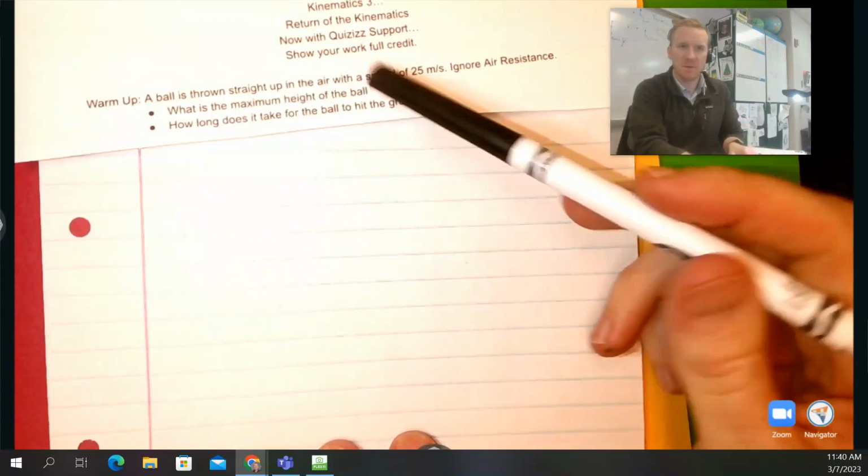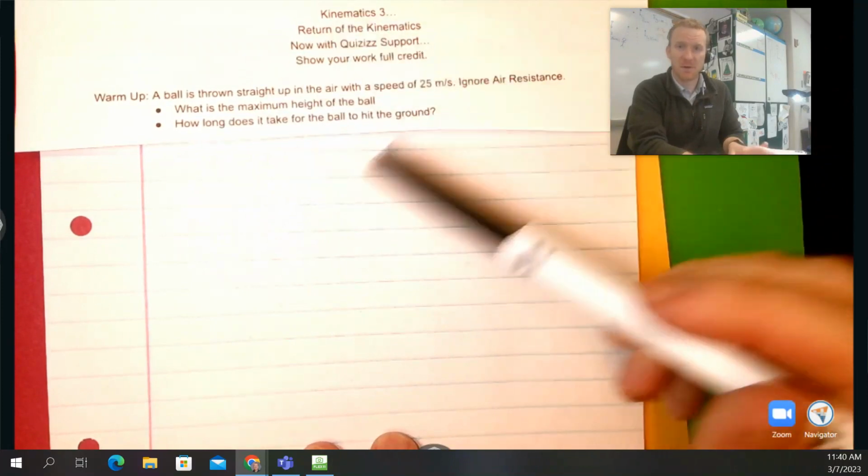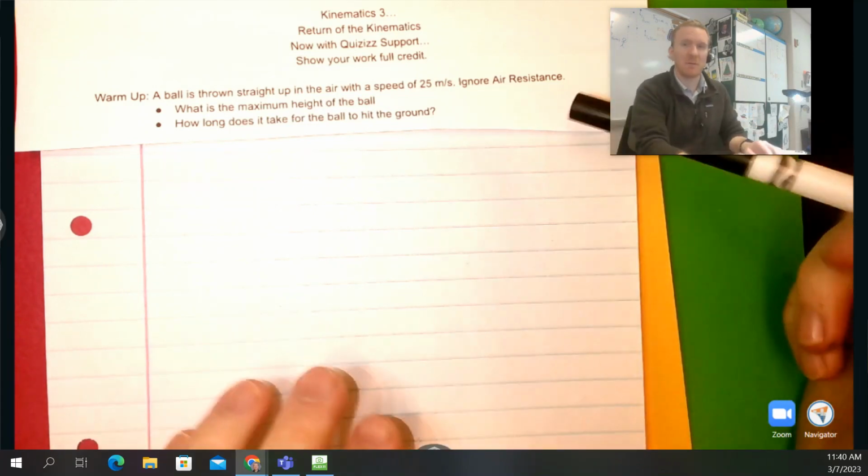Alrighty, folks. So this is going to be the first warm-up question that's actually on our kinematics practice 3, but it is a bit of an all-encompassing one. So that's why we want to take a little bit of time, break down everything, and you can actually see all of the different pieces and how we can start approaching complex problems like this.